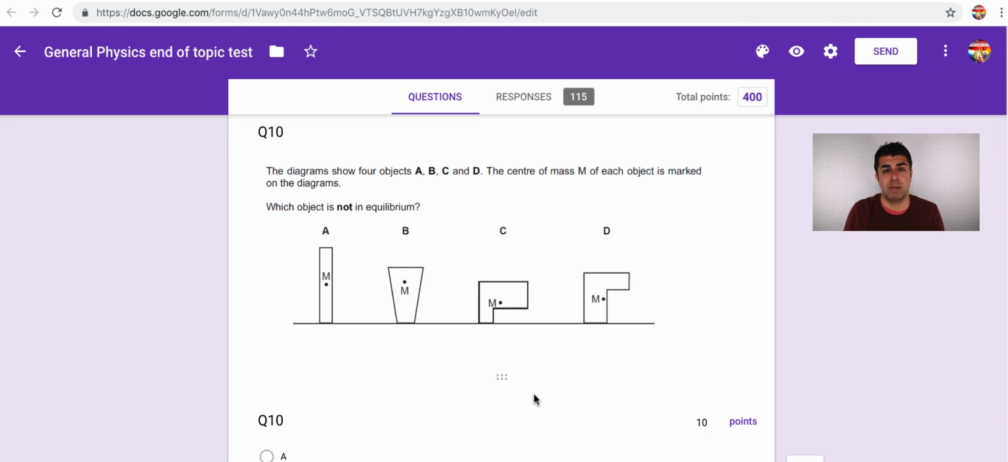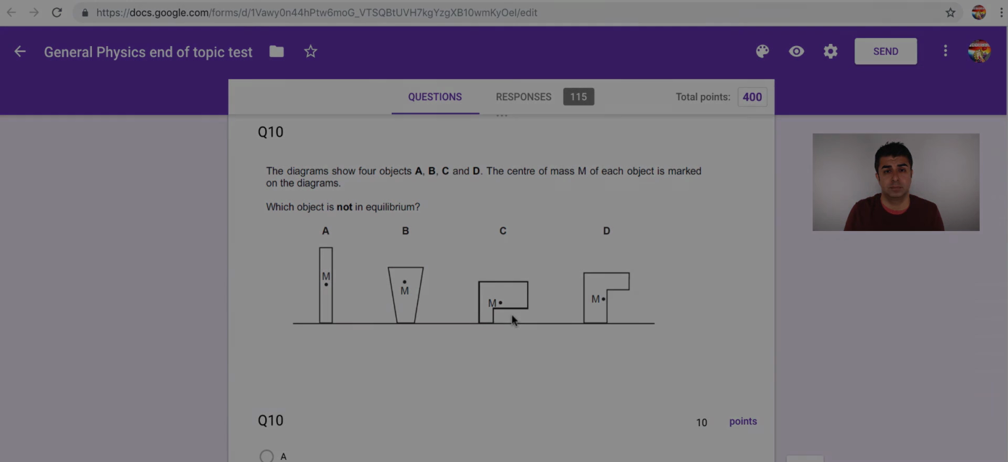Now what they mean by that is, which object is going to tip over? When the centre of mass is in between the base, then the object won't tip over. So here, A is not going to fall, B is not going to fall, D is not going to fall, but C will fall. Why? The base is right here. The centre of mass is to the right of the base. This will tip over in a clockwise direction.